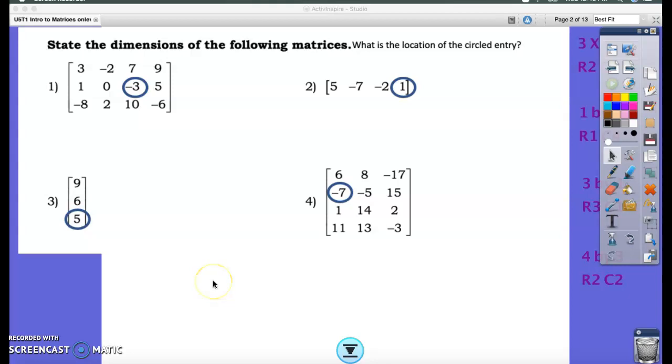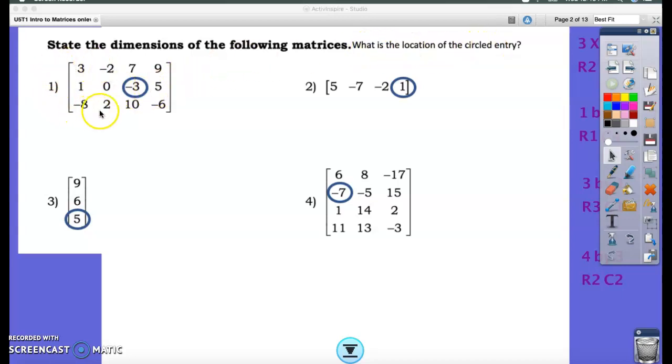Hello and welcome back. We're going to talk more about the dimensions of the matrix and locating an entry in the beginning of this video. So when I last did the video, Intro to Matrices, we talked about stating the dimensions of the following matrices, and then I asked you to find the location of the circled entry.